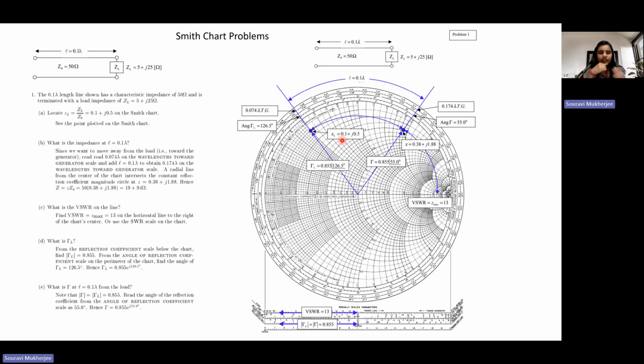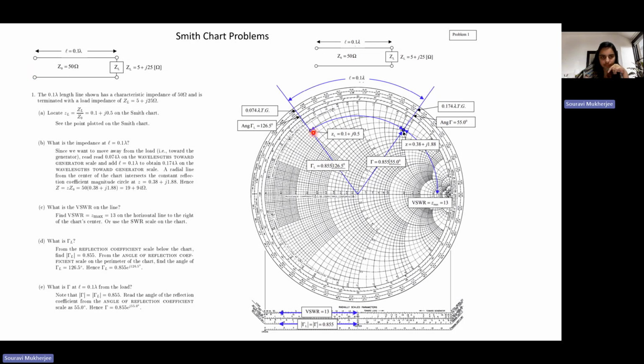Now the question says, what is the impedance at L equal to 0.1 lambda? So it's similar to the question that we were initially solving by calculating. You know the load impedance, and the length of your transmission line is 0.1 lambda. So what is the load at the source? That's what you want to find, right? You're moving towards the generator and you want to find what is the load or effective source impedance at this end. Right? So how to do that?